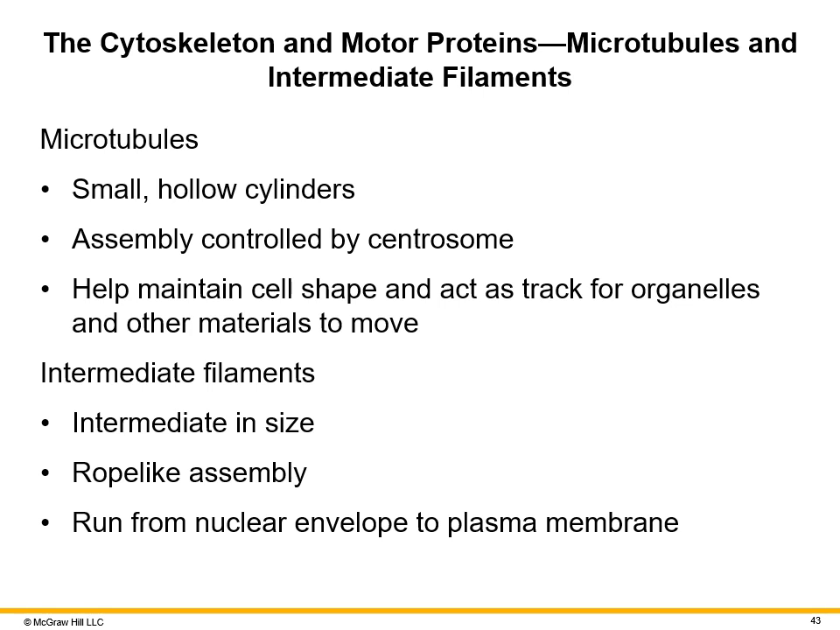Intermediate filaments are intermediate in size. So microtubules are the biggest of the bunch, intermediate filaments are in the middle, and microfilaments are the smallest proteins of the cytoskeleton. Intermediate filaments are going to be in a rope-like assembly, and they run from the nuclear envelope of the nucleus to the cell membrane.